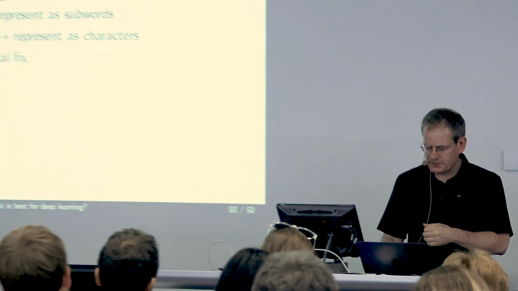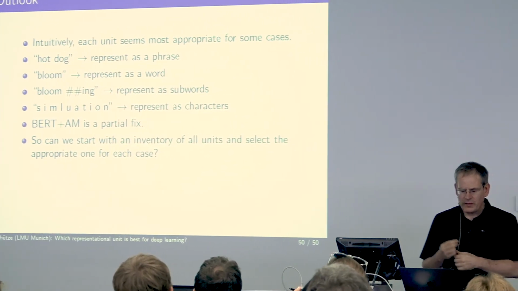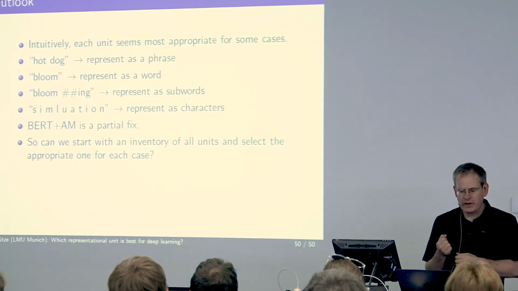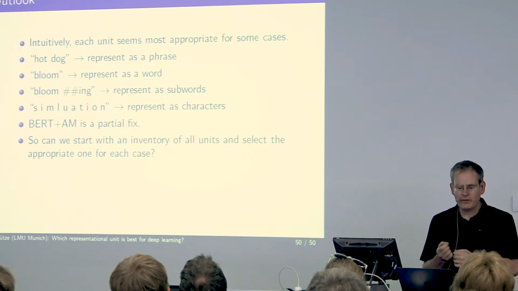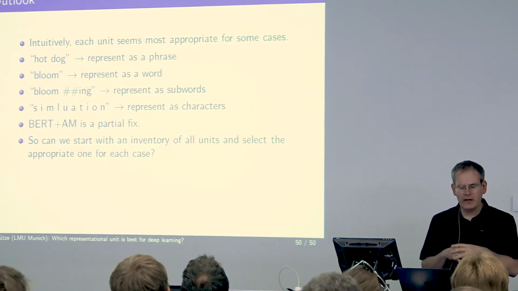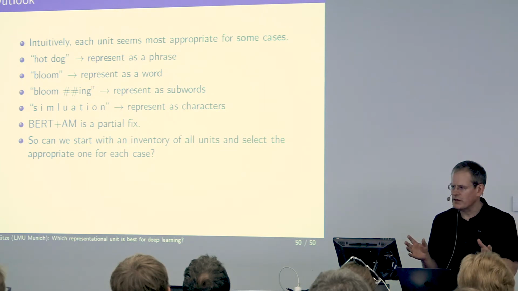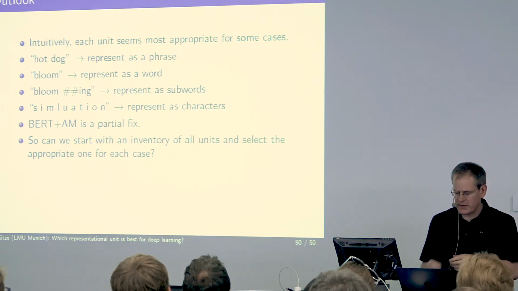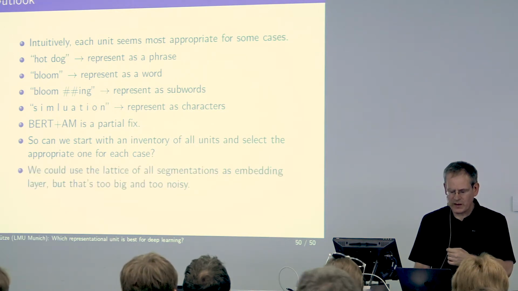What I've presented here, BERT plus AM, is a partial fix, but it's only a partial fix. So the question is, can we start with an inventory of all units and select the appropriate one for each case? Can we be more diverse in the units we use and always use the right unit for each case? And I've given you some examples on the slide for when to use which unit.